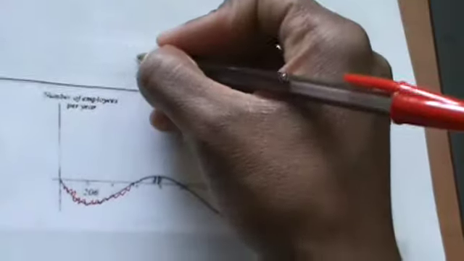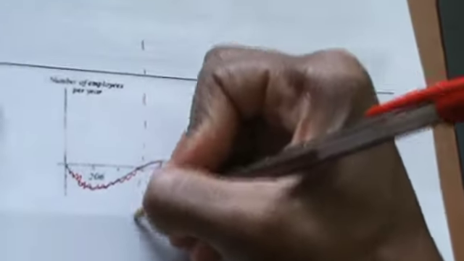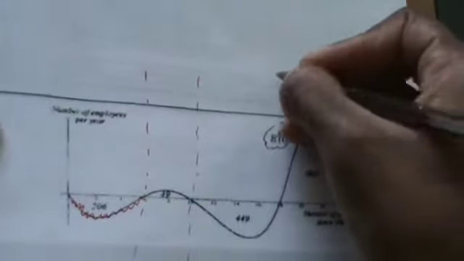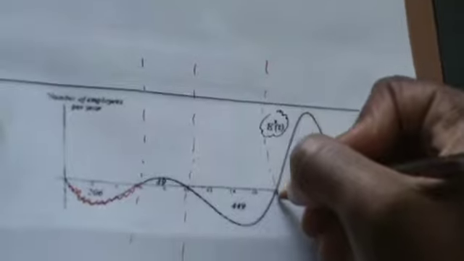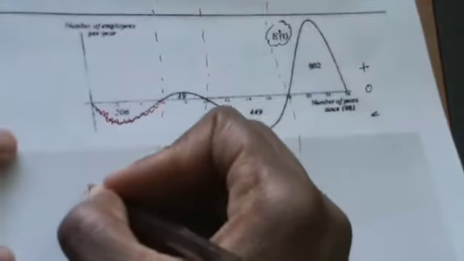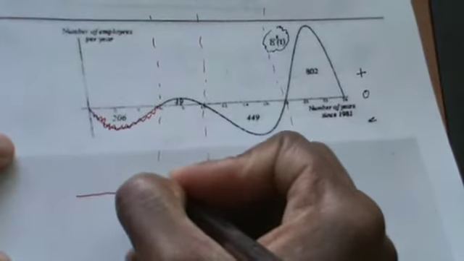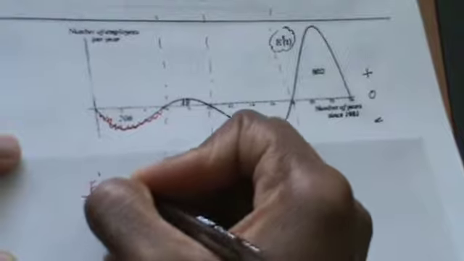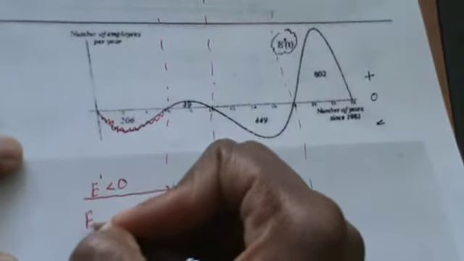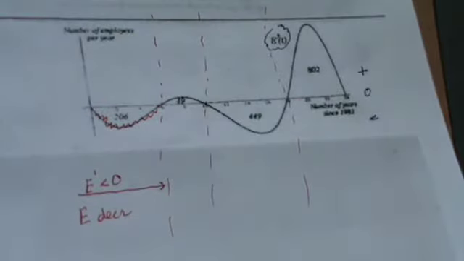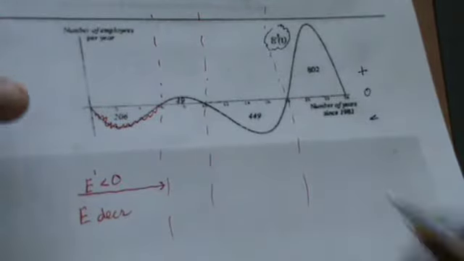Okay, so if I had to draw my lines, there would be one of them. This is going to be another one. This will be another one. Notice I'm going all the way back to that table that we had. So from here to here, E prime is less than 0, and this means E is decreasing, right? So let's go over here.